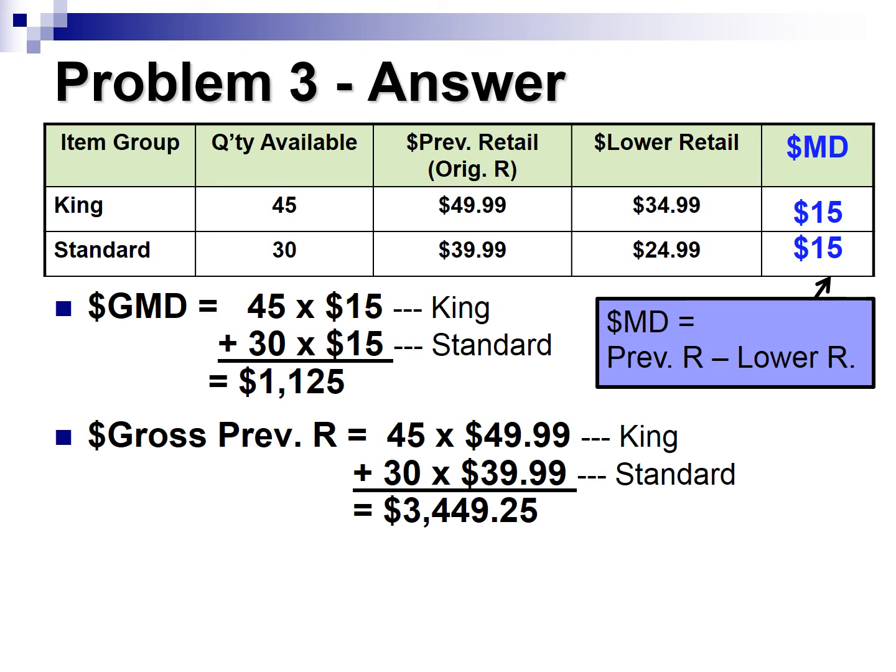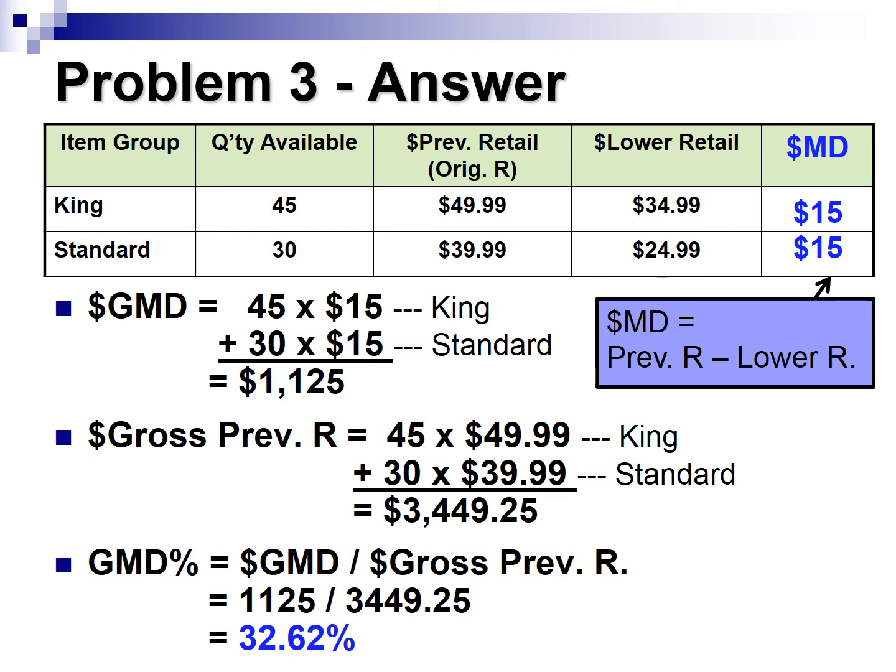Now let's calculate the denominator part of the gross markdown percent formula, which is gross previous retail. In this case, gross previous retail is the sum of previous retail dollar of all items. Again, we're looking at group by group. The king pillow group, the previous retail was $49.99 times 45 units. Standard, we had the $39.99 previous retail times 30 units. You add them all up, that would be $3,449.25 gross previous retail.